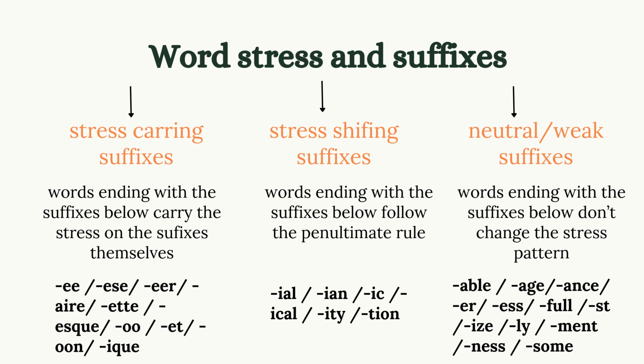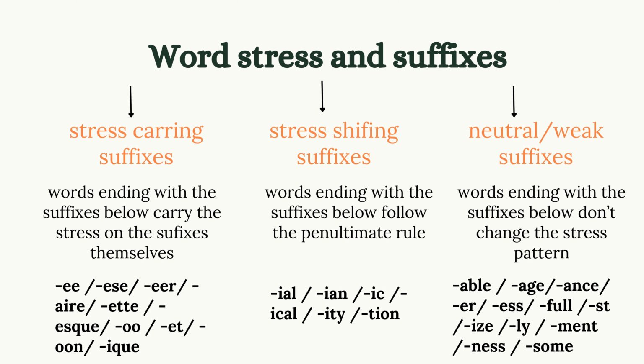Let's dive into the relationship between word stress and suffixes in English. Suffixes play an important role in determining where the stress falls in a word. They can be categorized into three types: stress-carrying suffixes, stress-shifting suffixes, and neutral or weak suffixes. First, let's talk about stress-carrying suffixes. These are suffixes that naturally carry the stress themselves.